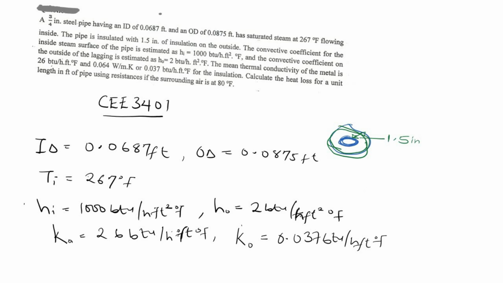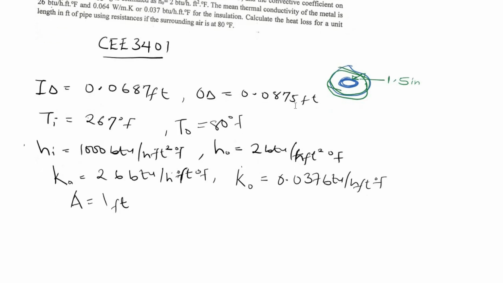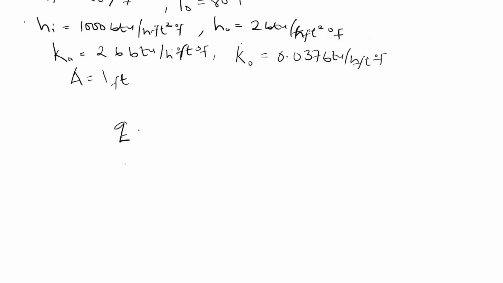This is an area of the pipe. The length of the pipe you are given. We are told unit length in feet. So the area is for 1 foot of the pipe. Using resistances, we are going to use the resistances to calculate it. If the surrounding air, this is T of the outside of the surrounding, is 80 degrees Fahrenheit, we have all the data to calculate the resistances, as we are told.